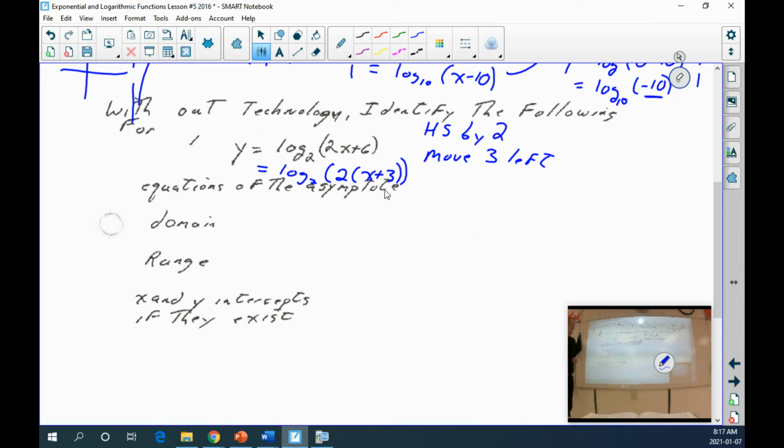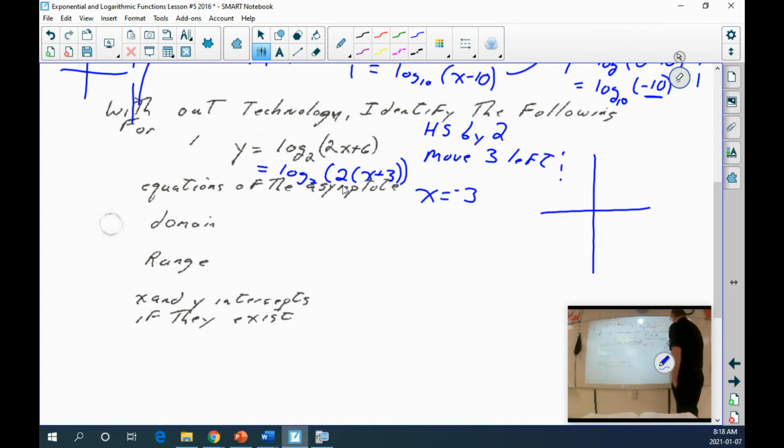So we have the equations of our asymptote. That's easy. The stretch does not affect the asymptote. The horizontal stretch, we have a vertical asymptote, but the vertical asymptote is x is equal to 0. So if we stretch x is equal to 0, we end up with x is equal to 0. So the only thing that we have is our move 3 to the left. So our vertical asymptote now becomes x is equal to negative 3. So my graph will look like this, with my asymptote over here.